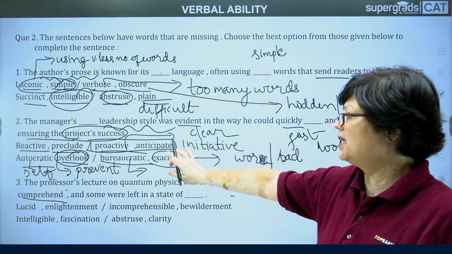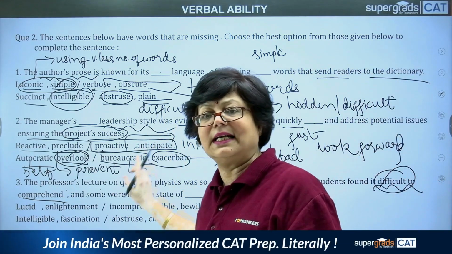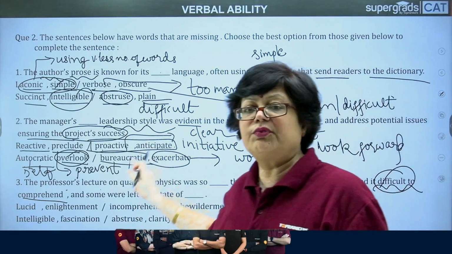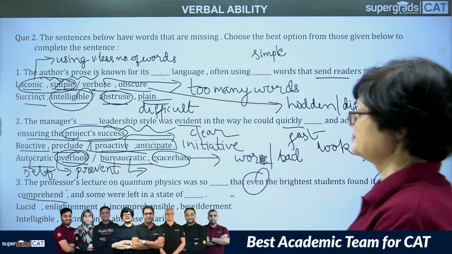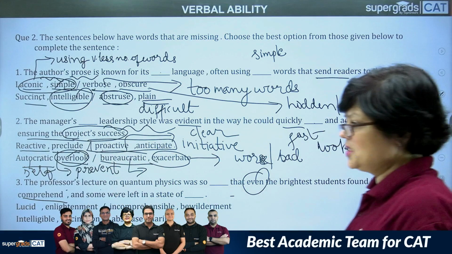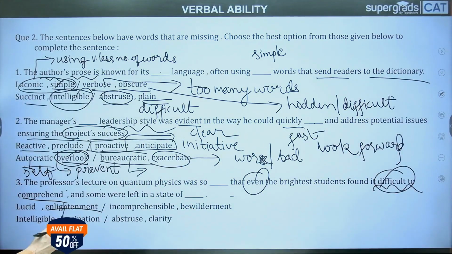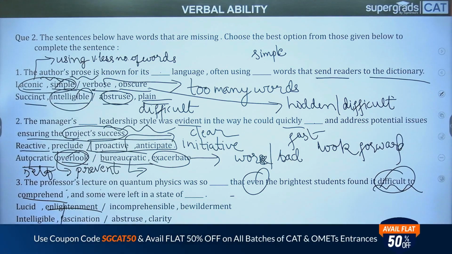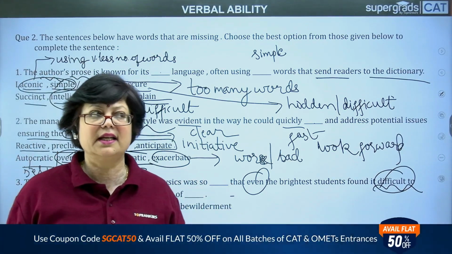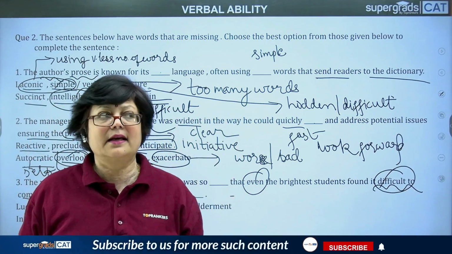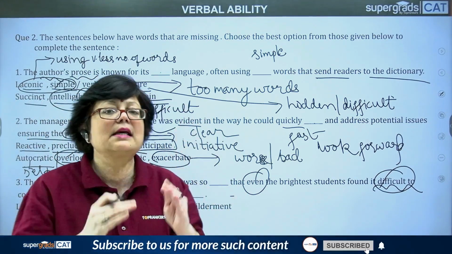Let us examine the given options. We have understood the sentence. We have understood what sort of words should be used to fill in these blanks. The first option is lucid and enlightenment. Now, enlightenment clearly is a positive word. To enlighten means to fill with knowledge, to fill with understanding. Enlighten, to make things clear. Enlighten is to make things clearer.